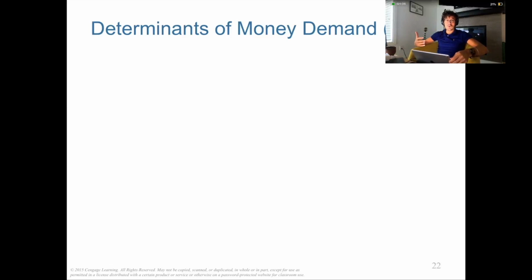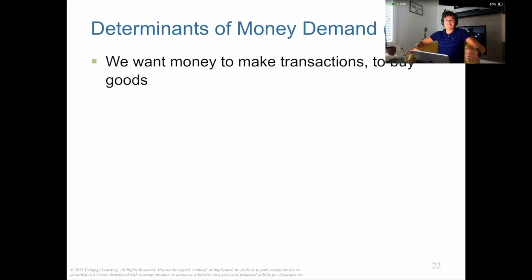So now that we know what money demand is, that is, the share of wealth that you want to keep in very liquid assets in order to make transactions, we want to ask ourselves: what are the determinants of money demand? And of course, this is really related to the transactional value of money. We want money because we want to make transactions.